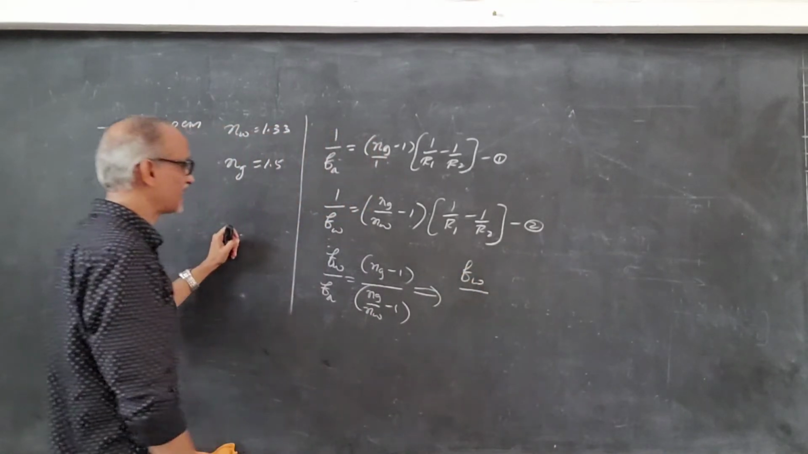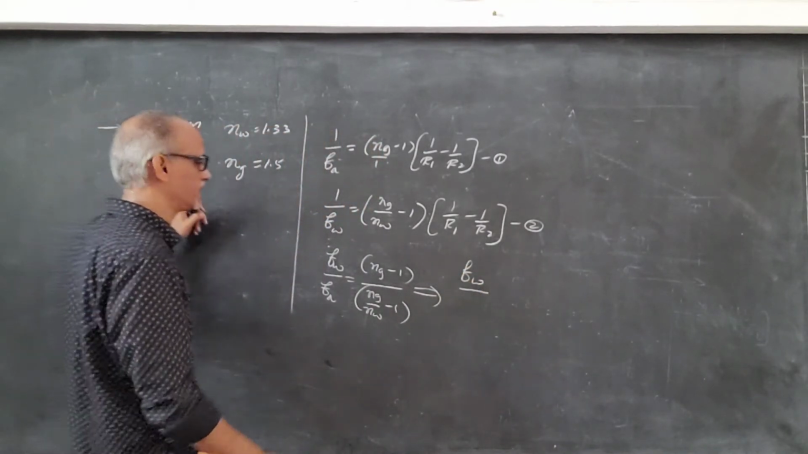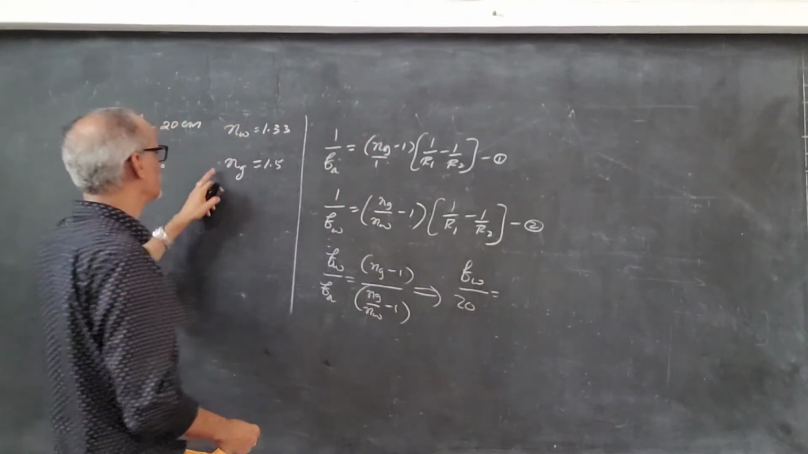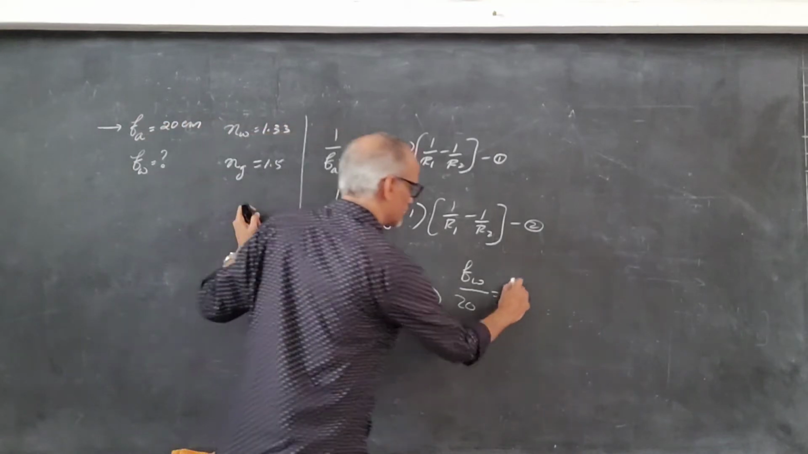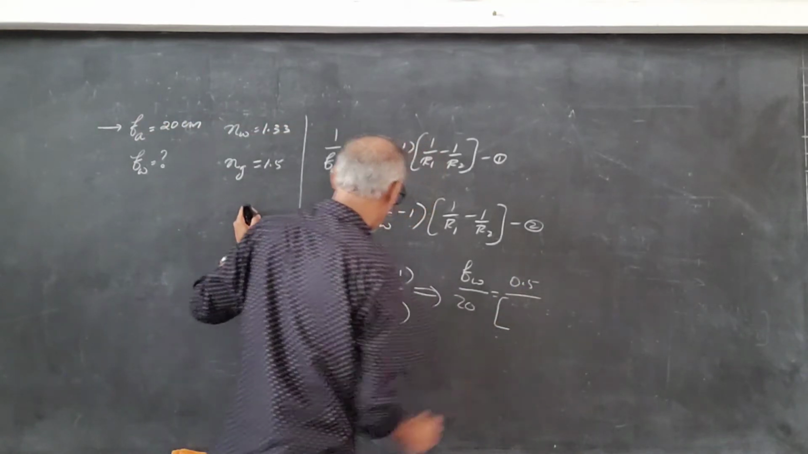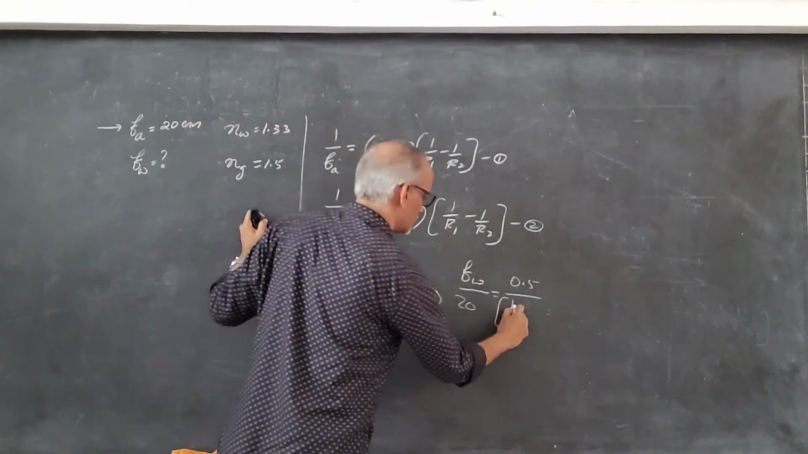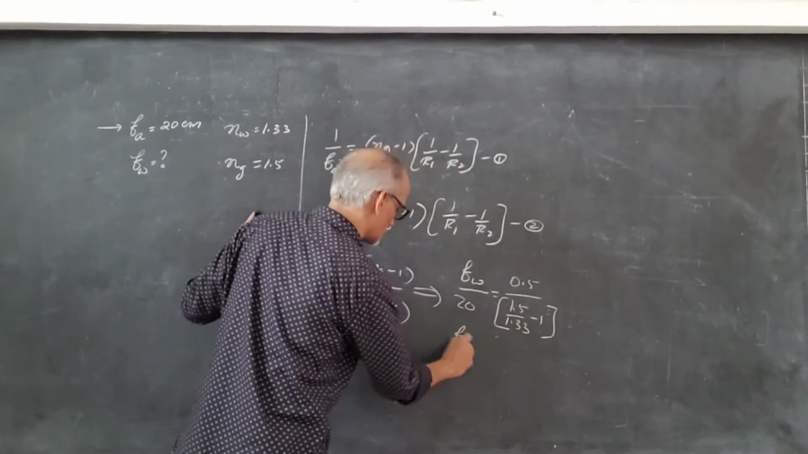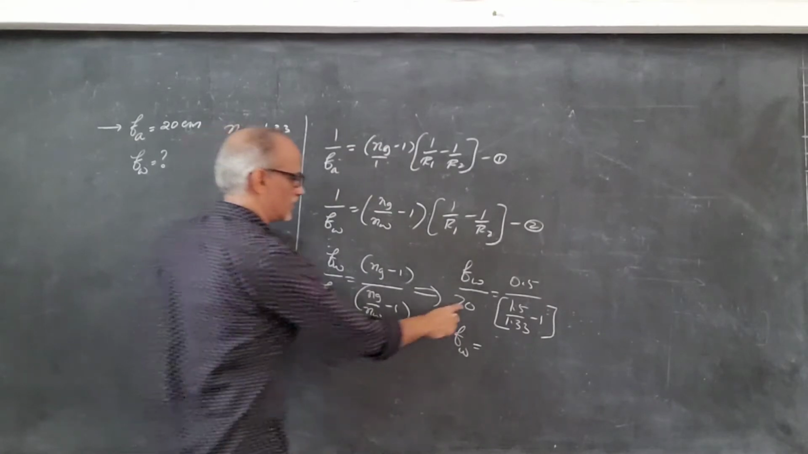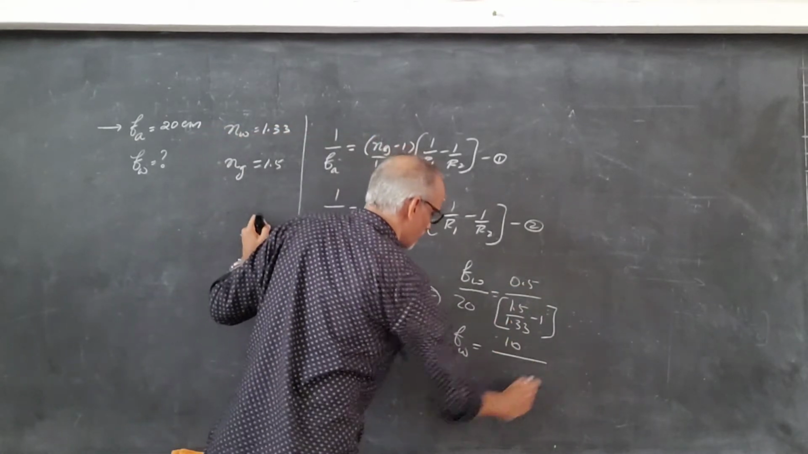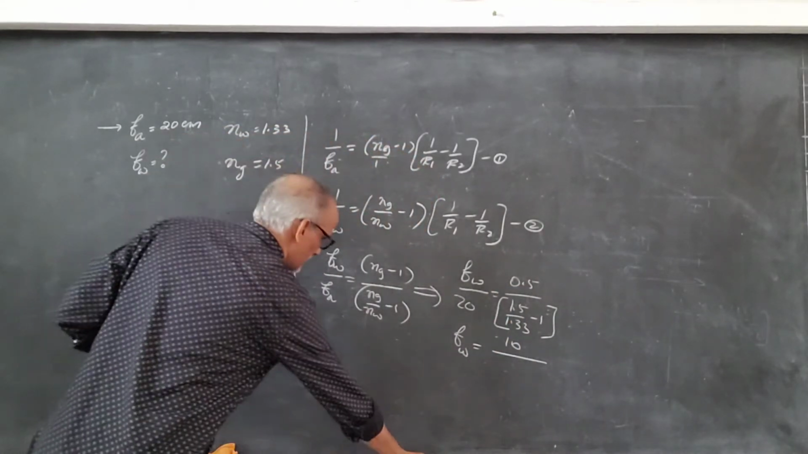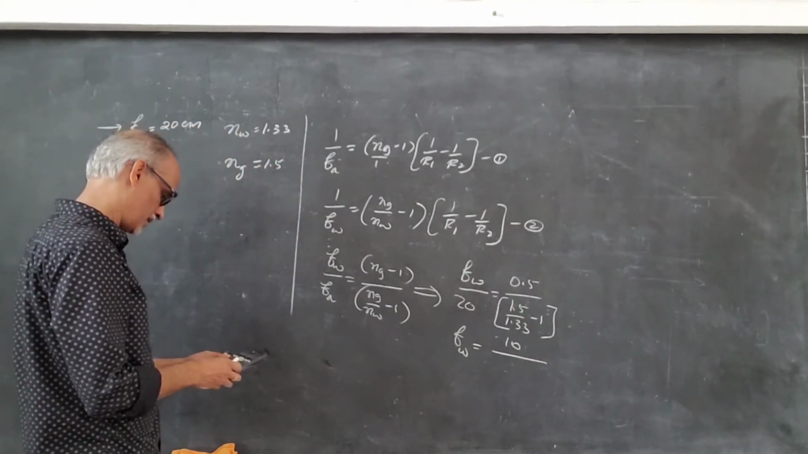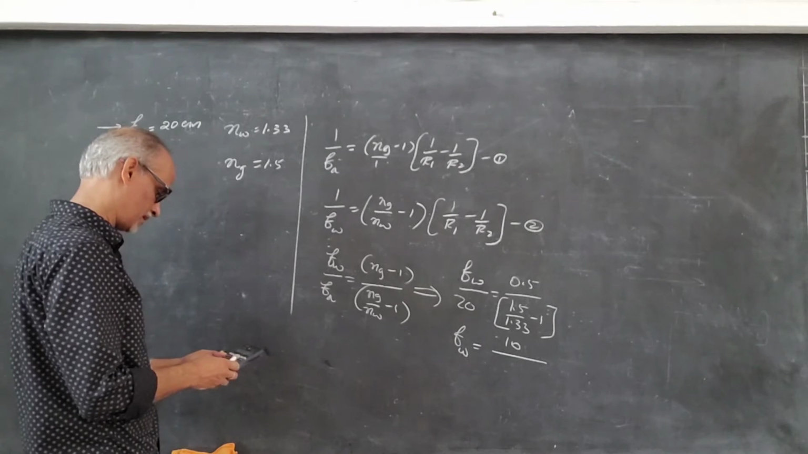by Fa. Fa is given 20 into (Ng minus 1). So, Ng 1.5 minus 1 is 0.5, divided by 1.5 divided by 1.33 minus 1. So, Fw is equal to 20 into 0.5 is 10, 10 by, so we will simplify that: 1.5 divided by 1.33.